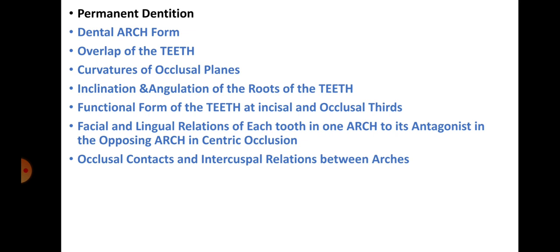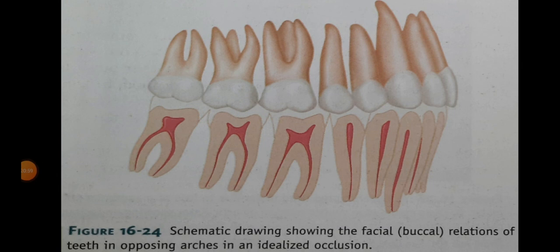That is an important point. In the intercuspal position, the facial views of the normal dentition show each tooth of one arch in occlusion with portions of two others in the opposing arch. See figure 16.24. This is figure 16.24, a schematic drawing showing the facial or buccal relations of teeth in opposing arches in an idealized occlusion. That means a tooth in one arch will contact portions of two teeth in the opposing arch.